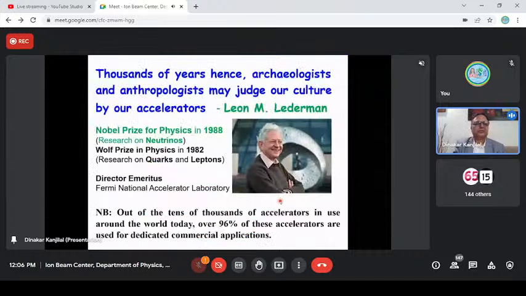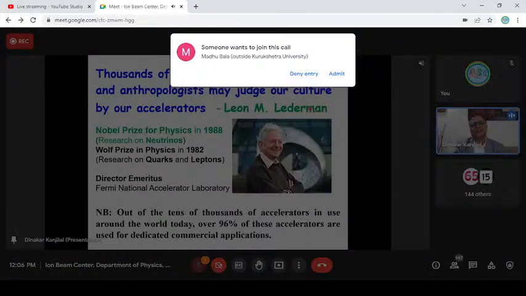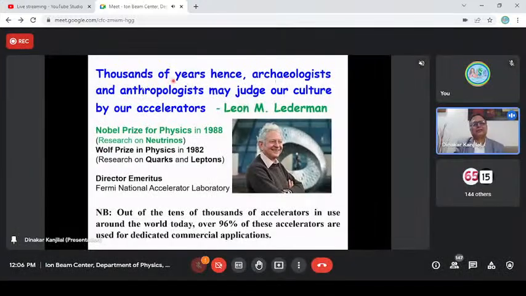To give the message, he is a famous Nobel laureate and director of Fermi National Lab, Professor Lederman. He gave the name God particle, all those things. He made a prophecy that thousands of years from now, archaeologists and anthropologists may judge the culture of a particular country or of humanity by what kind of accelerators we have made, whether we had an accelerator program.